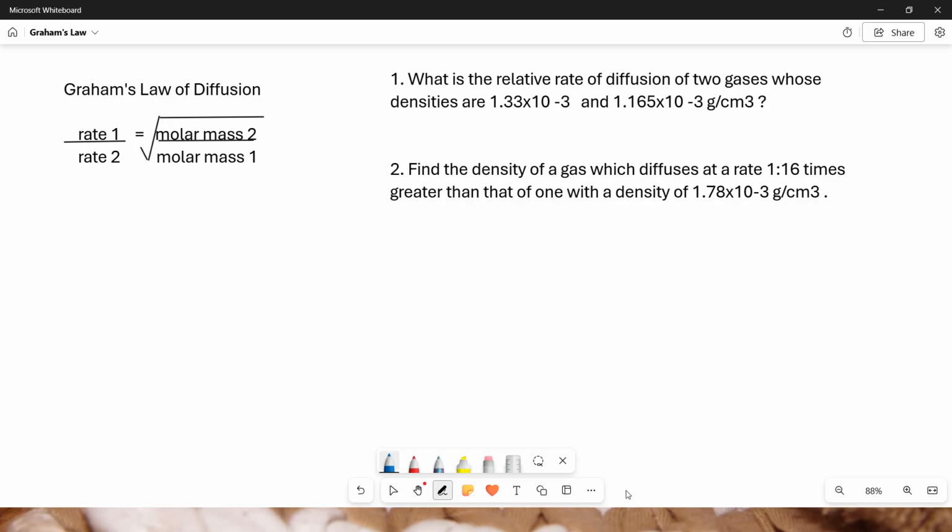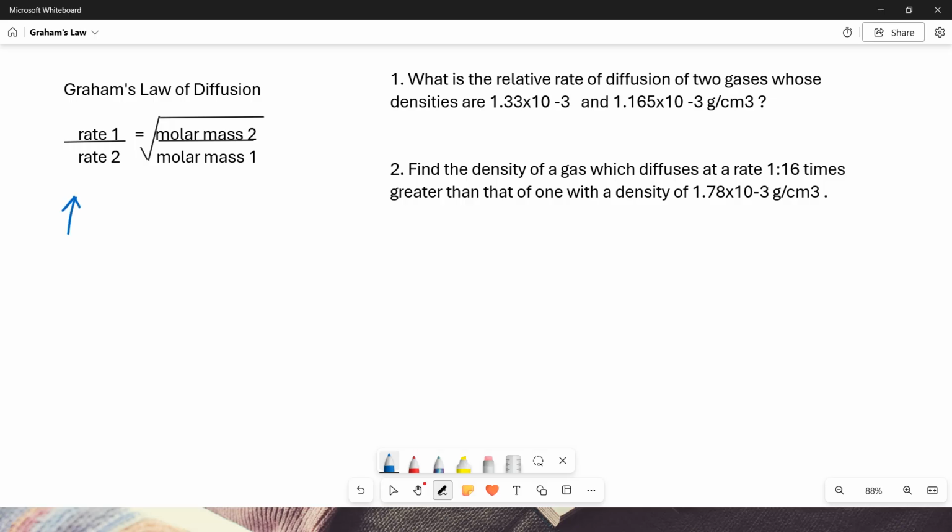We're going to talk about Graham's Law of Diffusion. And the one thing I tell my students that I want them to remember is that as the molar mass of the gas increases, its rate of diffusion decreases. In other words, it travels a lesser distance than maybe another gas that is lighter. So that's an important concept to remember.